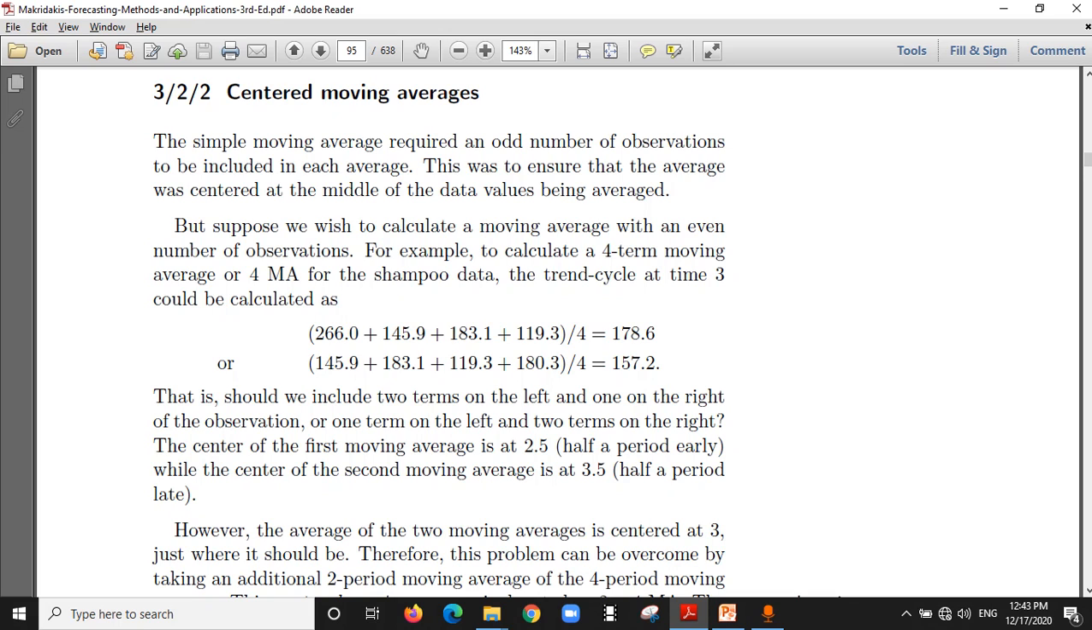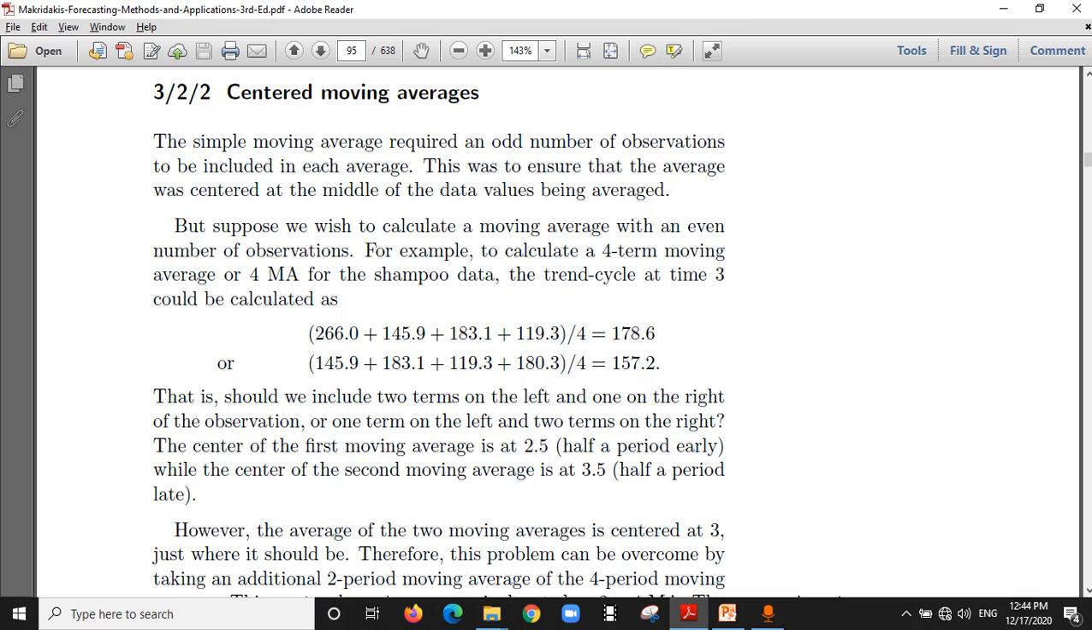so the result will be 178.6. And we want to make another centered moving average. We will add the second observation, the third observation, the fourth observation, and finally the 5th observation, and divide them over 4. We should know that it should include 2 terms on the left and 1 on the right of the observation, or 1 term on the left and 2 terms on the right.